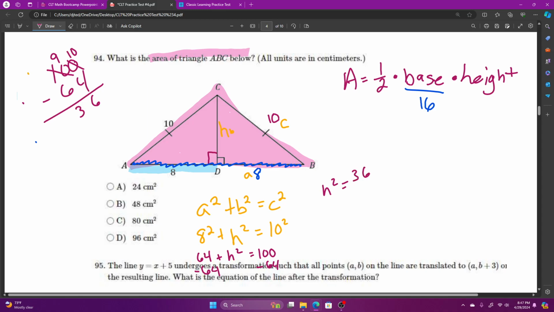What number squared equals 36? 6. So our height of our triangle is 6. So 1/2 times 16 times 6, half of 16 is 8, times 6 is 48, and we have landed on the correct answer.